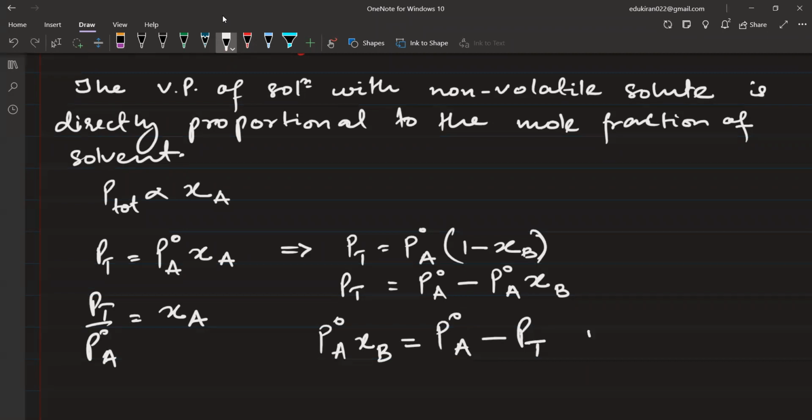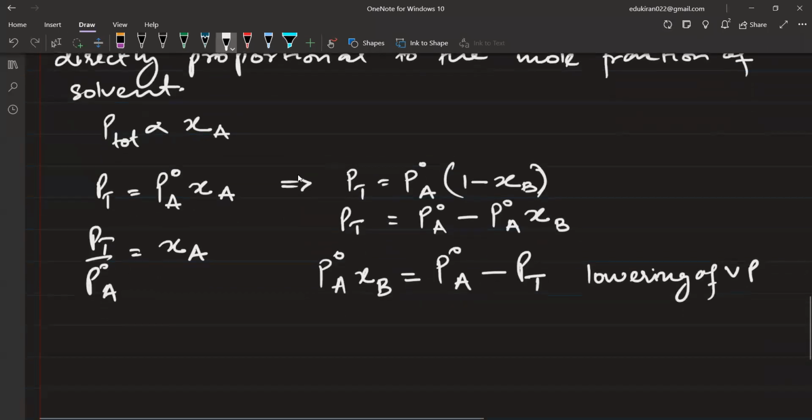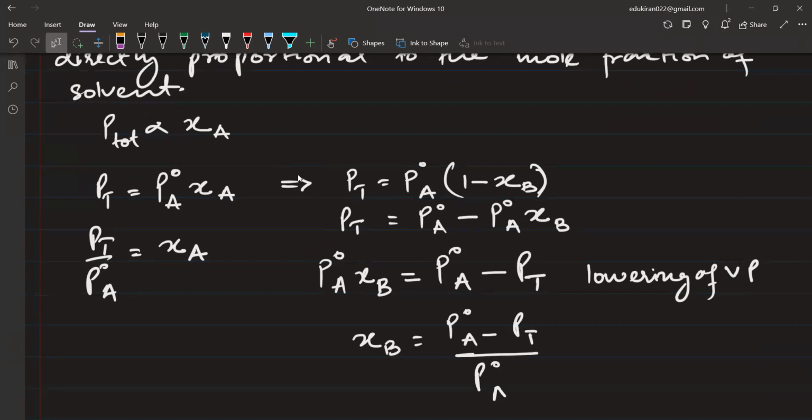This is known as lowering of vapor pressure. And now, as soon as you write chi B, it is equal to P naught A minus P total divided by P naught A. This is known as relative lowering of vapor pressure.